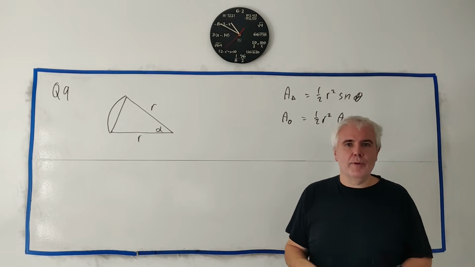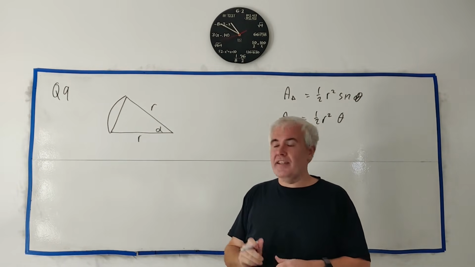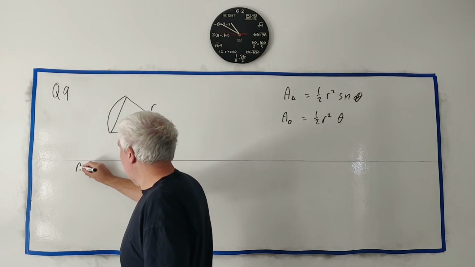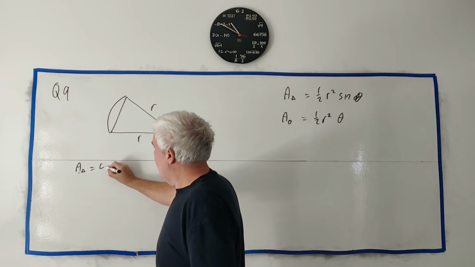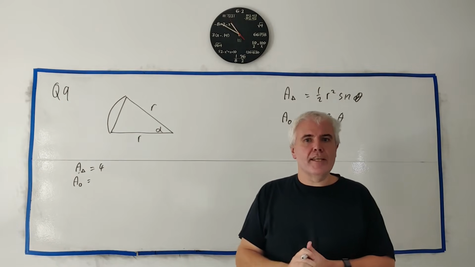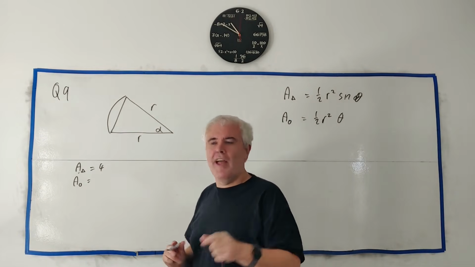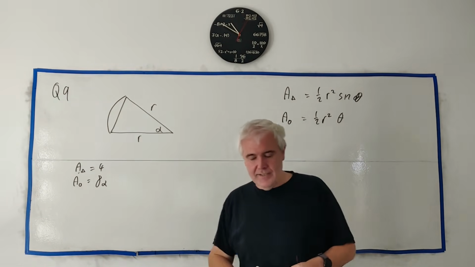Part A, there are 2 quite different questions. They sort of change it up in the middle. Same shape each time. But for part A, they tell us that the area of the triangle is 4. So I'll keep the same notation: area of triangle equals 4. And the area of the segment is 8 alpha.